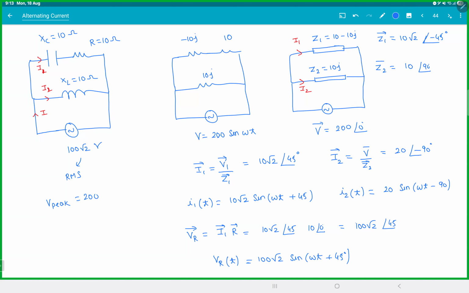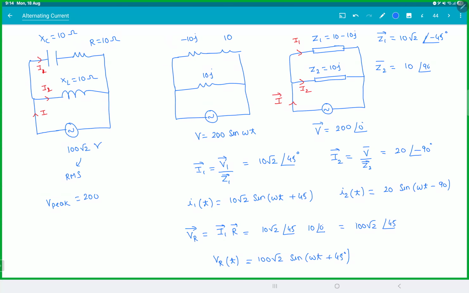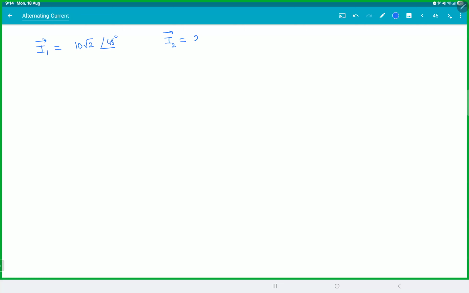Now, once we got this, how do you find current I? Remember, I told you as long as it is in phasors, you can just directly add them. So we got I1 bar 10 root 2 at 45, I2 bar 20 at 90. So the current I bar is I1 bar plus I2 bar. You can directly add them.